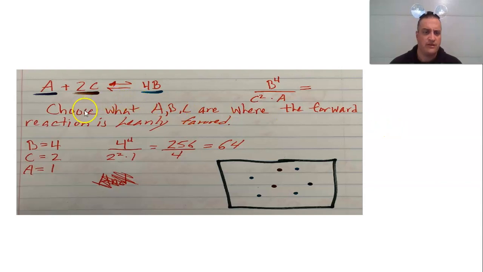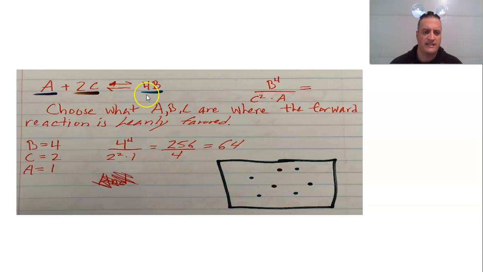Another example: choose what A, B, and C are, where the forward reaction is heavily favored. Okay, so I see that this reaction is occurring, so I'm going to throw in some values in order to make that so. If I were to draw this myself, I would want a relationship where heavily favored means higher than 1, much higher than 1. 1.4 is not much higher than 1. 64 is much more substantial, and then being able to draw what those look like.